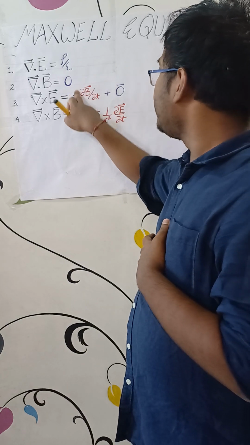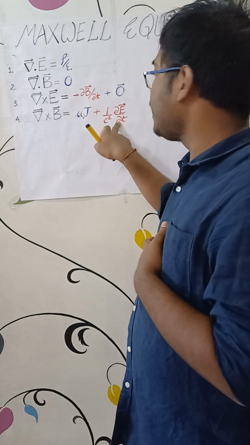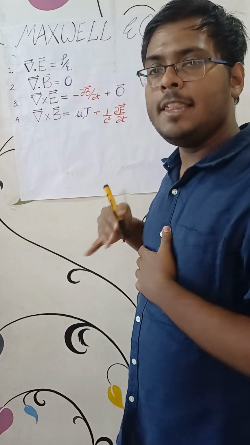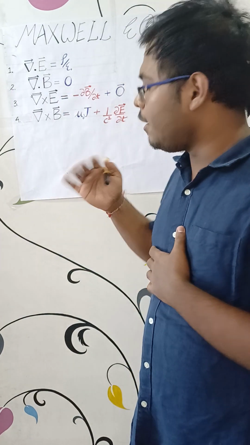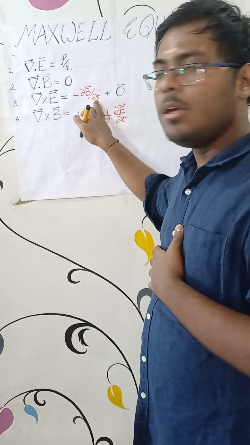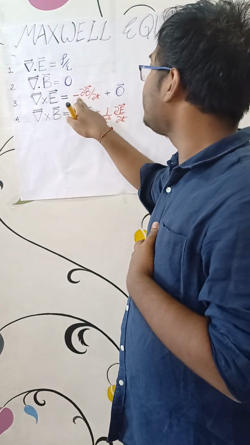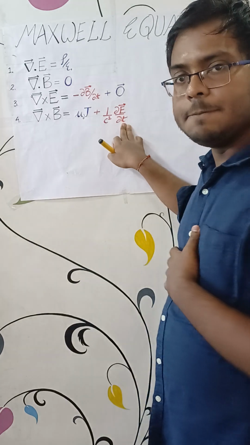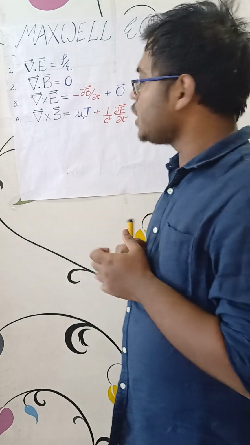I have also written some of the part in a red color, as I mentioned. This part is basically the change in field term with respect to time. So you see there is a minus del B by del t, and there is 1 by c square del E by del t.